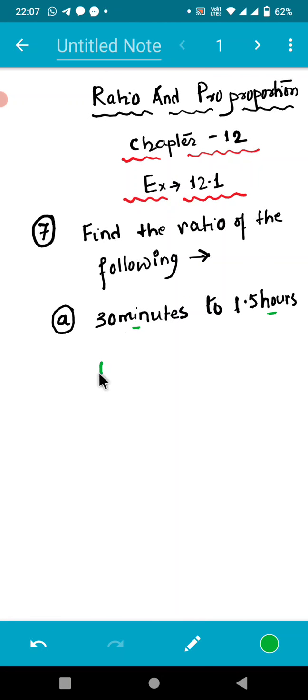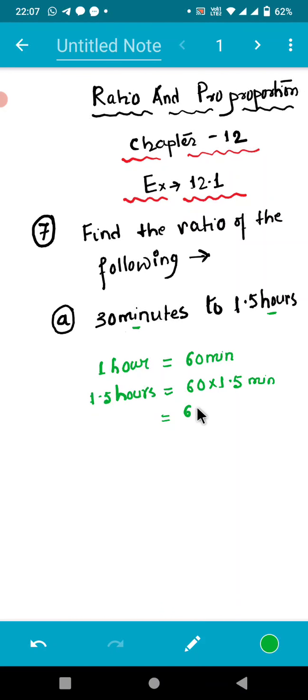So as we know that 1 hour is equal to 60 minutes. So if I have to change 1.5 hours to minutes, then I have to multiply 60 with 1.5. In that way, the units will be changed. That is, 1.5 hours will be changed to a minute form. Now, how to do this? 60 into 1.5 can be written as 15 by 10. Now let us reduce the zeros. So 15 sixes are 90 minutes.